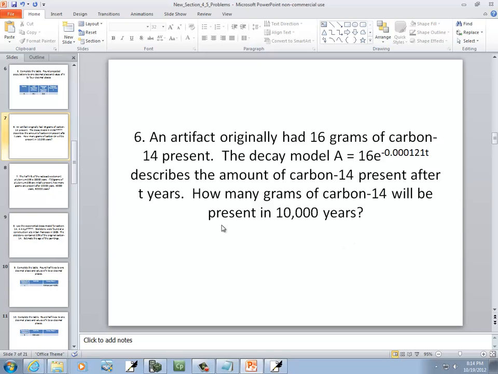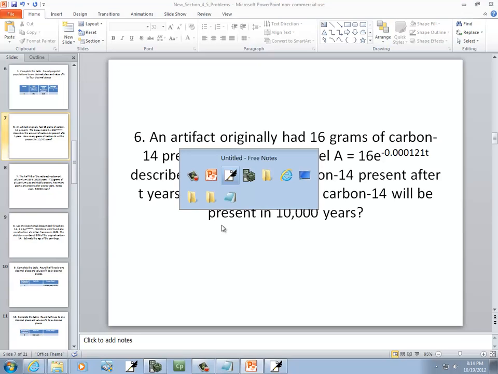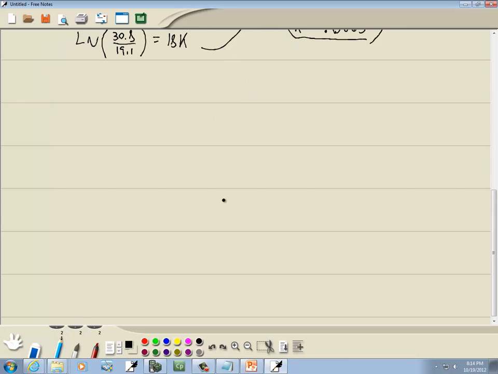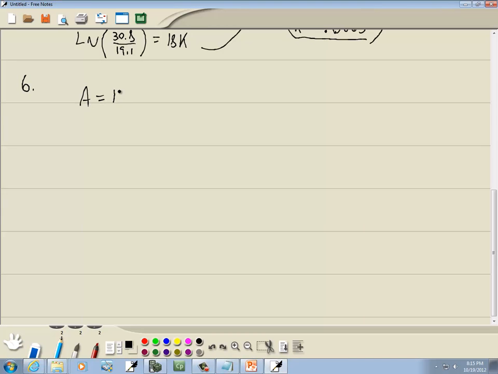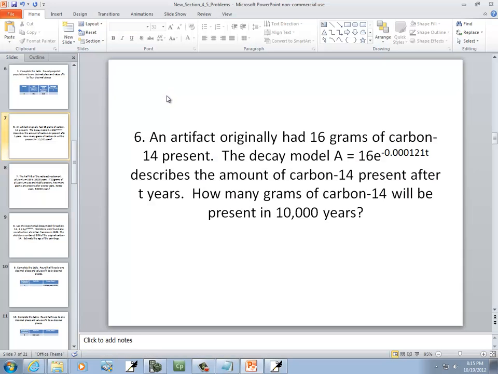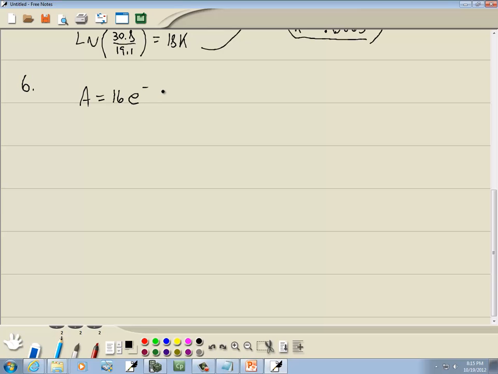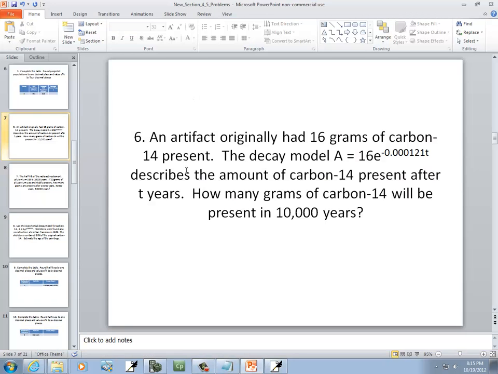And let's take a look at some decay models. Number 6. An artifact originally had 16 grams of carbon-14 present. The decay model A is equal to 16 E to the negative 0.000121 T describes the amount of carbon-14 present after T years.